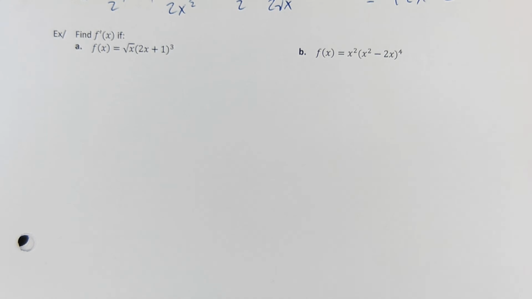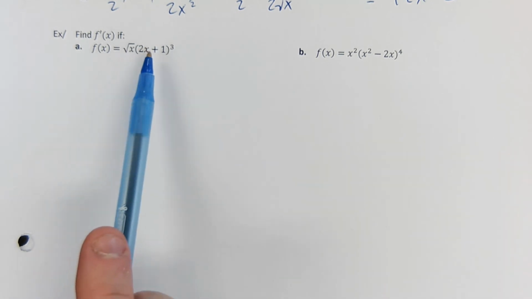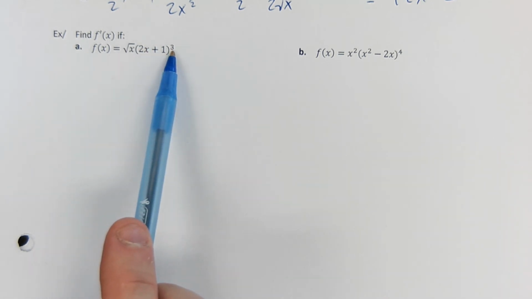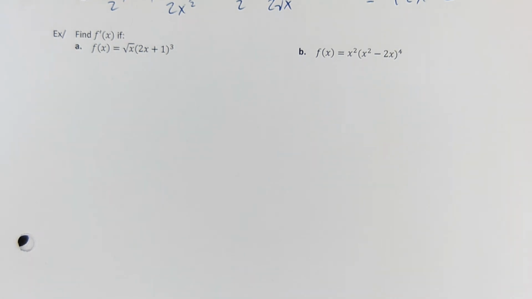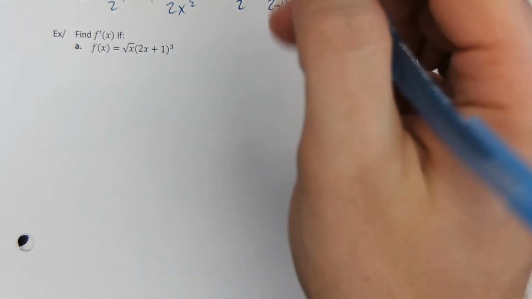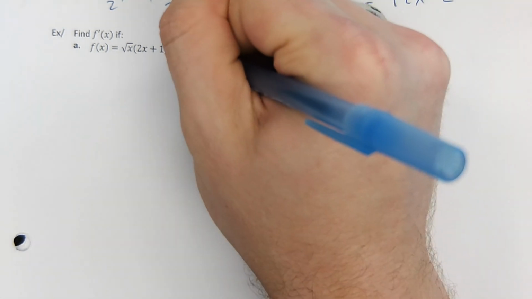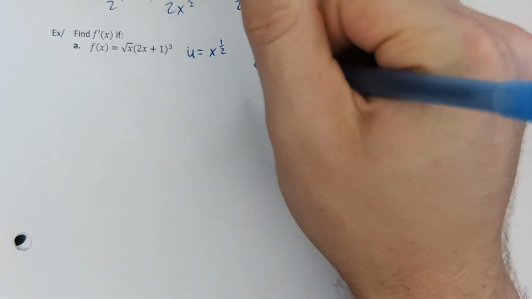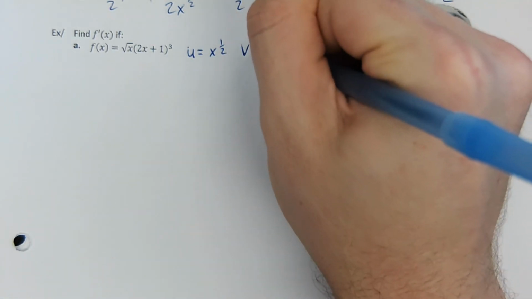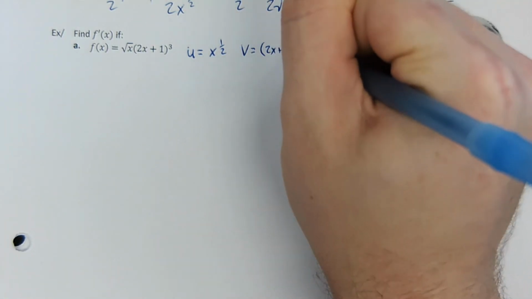And if we use the product rule, we get a chance to practice our chain rule. Yay! Because look, this is a function inside of a structure. This is a function inside of a structure. So we have a chain rule going on for both of them, where u is x to the 1/2 and v is quantity 2x plus 1 cubed.